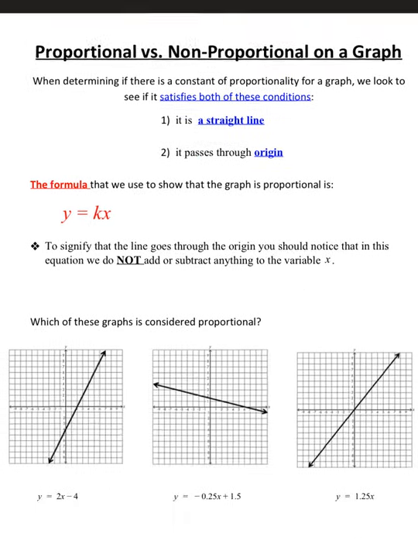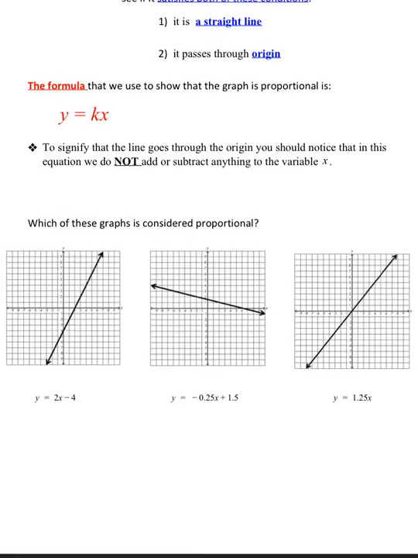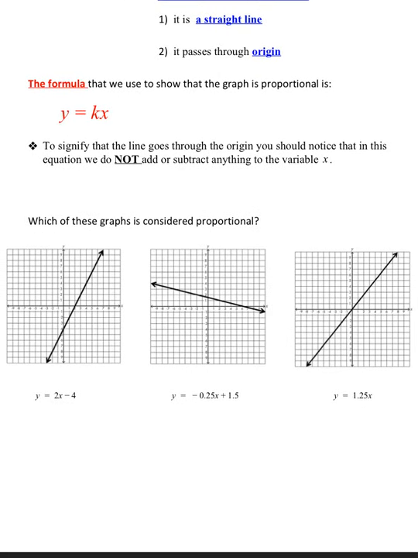So if I just skip over the other information right now and look at the graphs, I'm going to put P's and NP's for the graphs that are proportional and non-proportional. When I look at the first one, I see that it is straight, but when I look at the origin, it does not go through the origin, so I'm going to put NP because it is straight but does not pass through the origin. The second one, the line is straight. And let's see, here's the origin. Does it go through the origin? No, it does not. So that also is an NP, non-proportional.